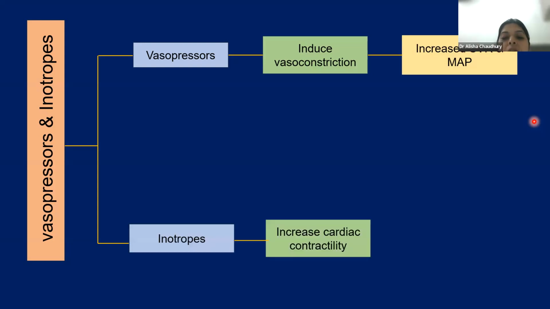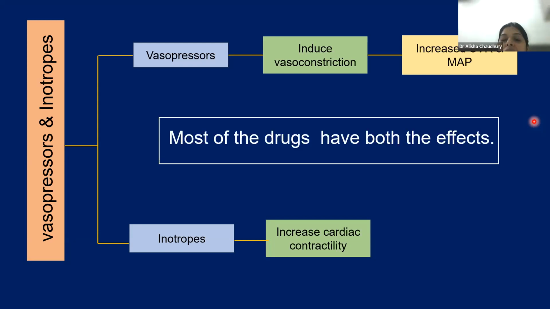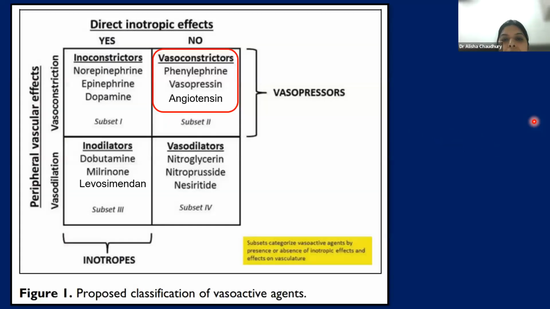Now, when we talk about inotropes, they increase cardiac contractility. That is why the beta-1 action, when I was mentioning the beta-1 receptor, inotropic and chronotropic action. So when we are mentioning the word inotropes, those drugs basically increase cardiac contractility, improve the effective functioning of the heart. But most of the drugs we have at present with us, vasoactive, whether vasopressors or inotropes, have both the effects. Something may be strong, something may be weak. That we'll be seeing in the further presentation.